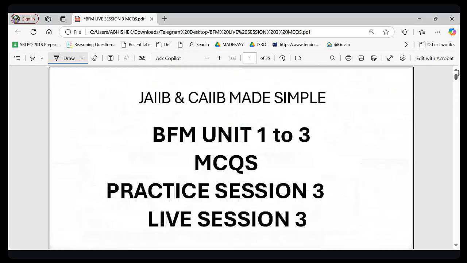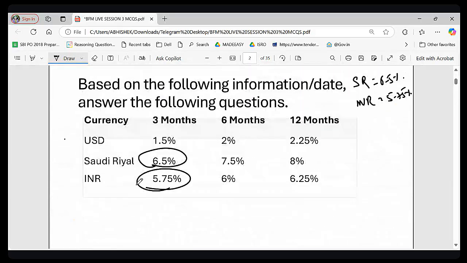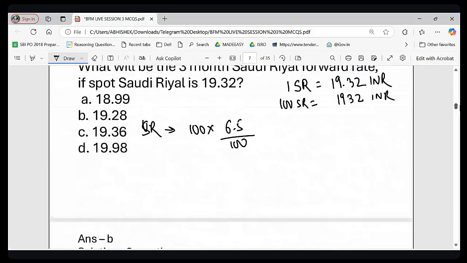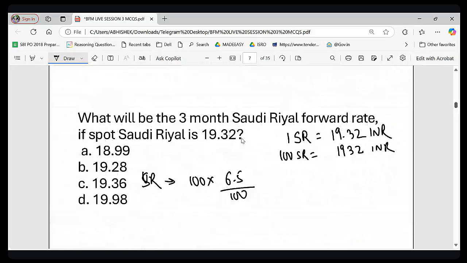Many of you will ask from where this 6.5 comes. So let me show you. It comes from here. This is a table, right? In this table, I again request you to take a screenshot of this particular table. You can clearly see that for Saudi Riyal the 3-month interest rate is 6.5, and for INR the 3-month interest rate is 5.75. So I hope this confusion is clear now about where we are taking this 6.5 from. So now P into R into T upon 100, right? We know R, and what is T? T is 3.